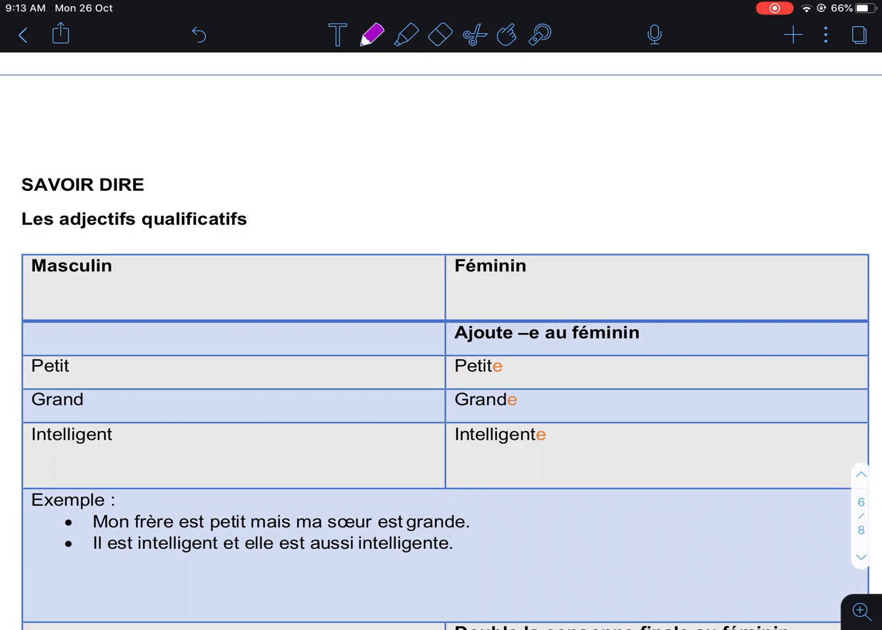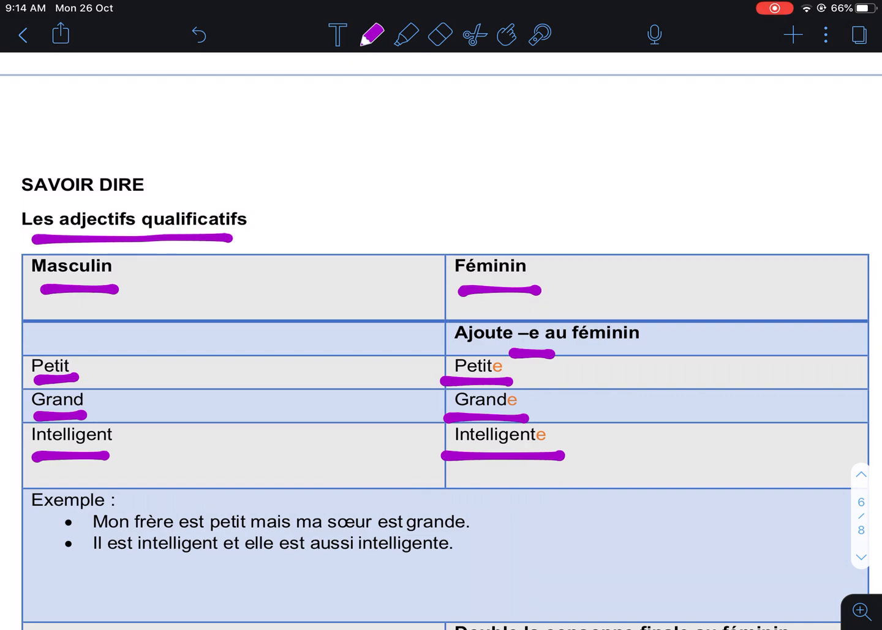Okay. Now you have here les adjectifs qualificatifs. You have in masculin et féminin, masculine form and feminine form. Now, this is the base form. You have petit here. So what do you do to make it feminine? You add the letter E. So it becomes feminine. So you have petit, petite, grand, grande, intelligent, intelligente. So you add E to make it feminine singular. Petit here means small, grand here means big and tall, and intelligent here means intelligent.